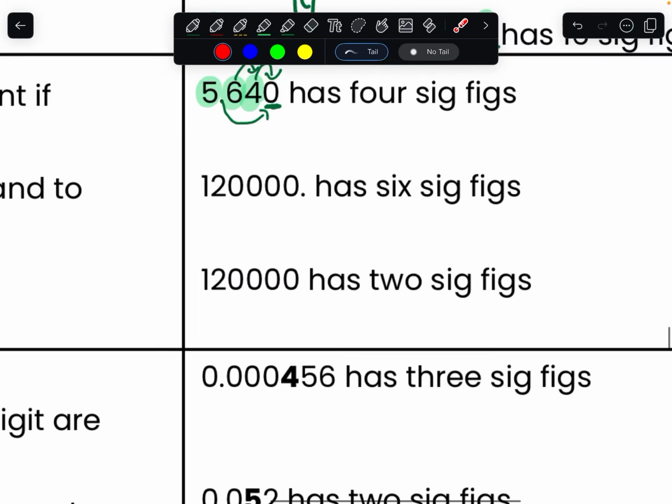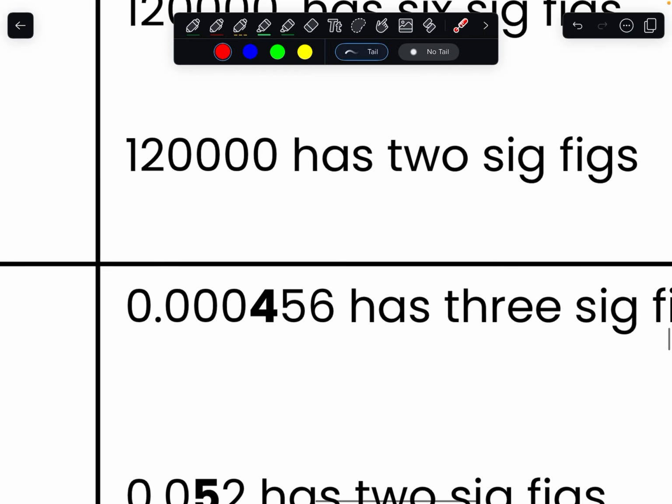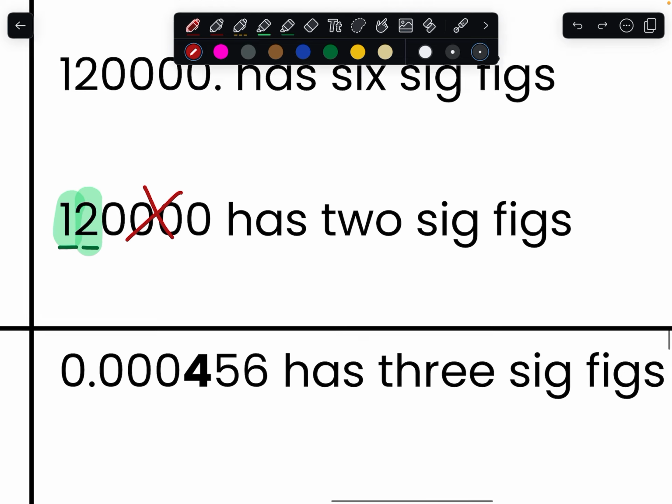All right, this one, now the bottom one, this big number, 1 and 2 are going to be significant, because they are non-zero, so right off the bat, rule number 1, they're significant. However, these zeros are not significant here. These are what we call placeholder zeros because they are not to the right of a decimal. Yes, they are to the right of sig fig, 1 and 2, but they are not to the right of a decimal. Okay, so they are not going to be considered significant digits in this measurement.